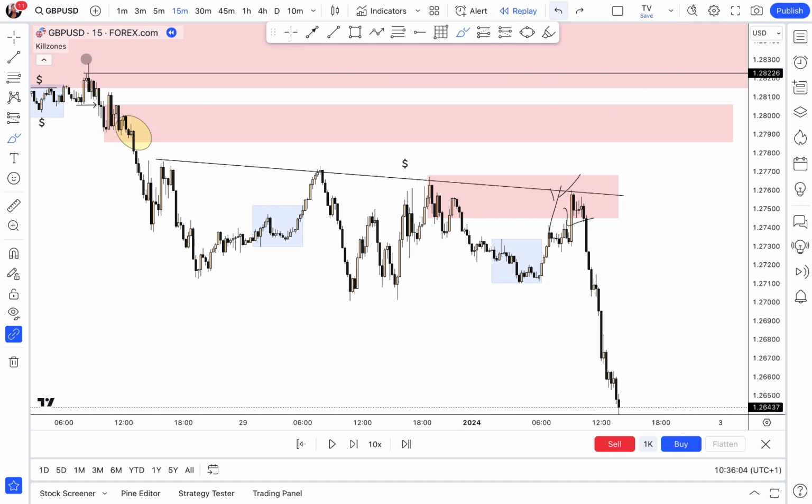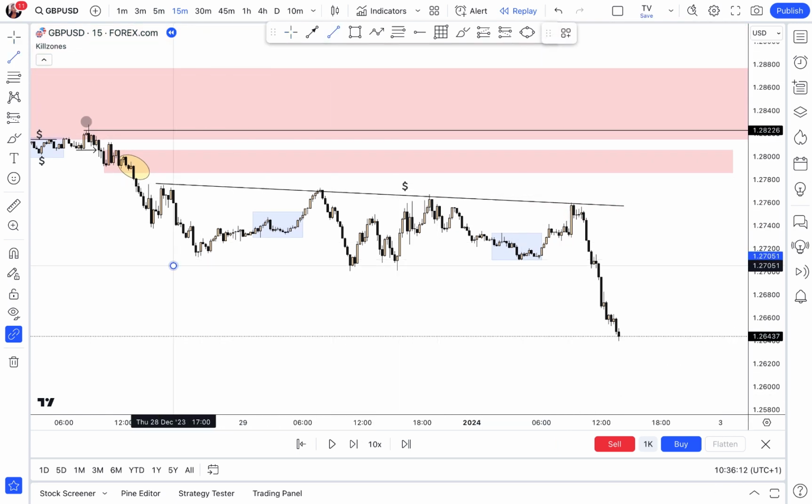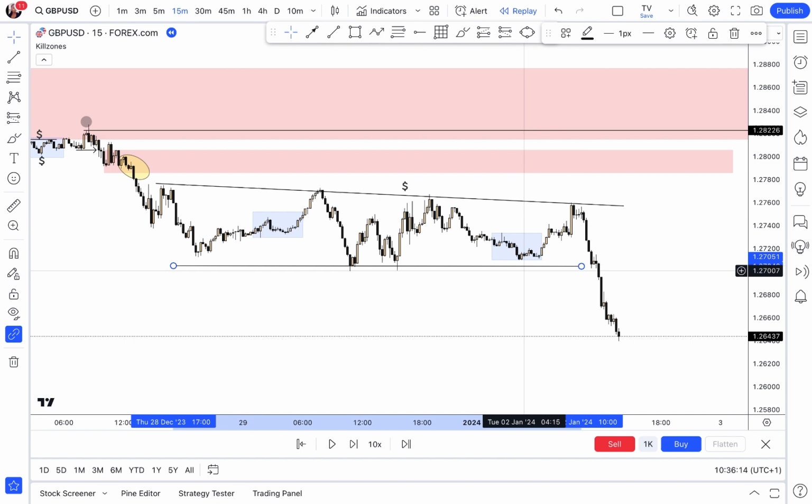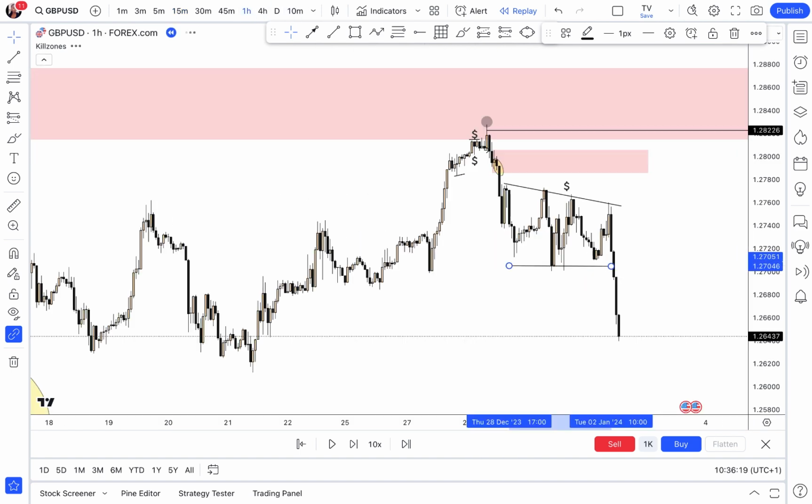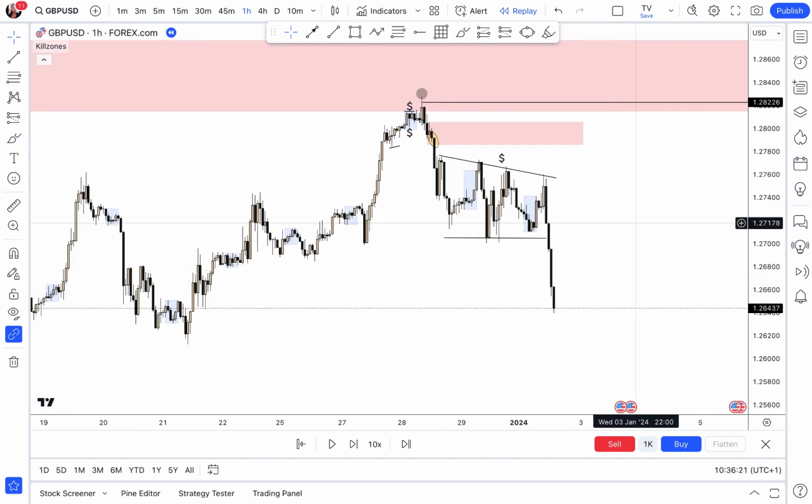Okay, so now that's another valid sell setup. So let's keep moving. Now, as you can see, this low has completely been taken. The Asian range low has been taken. The liquidity at this zone has been taken. Let's move to a higher time frame and see what we have again.